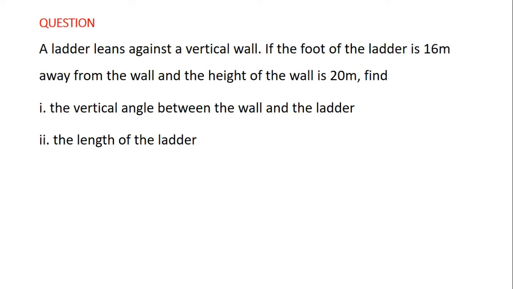The question for this video is: a ladder leans against a vertical wall. If the foot of the ladder is 16 meters away from the wall and the height of the wall is 20 meters, find (I) the vertical angle between the wall and the ladder, (II) the length of the ladder. So in this question, a diagram was not given to us, so we have to draw the diagram ourselves.